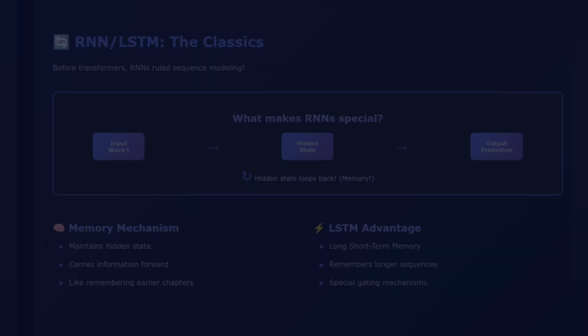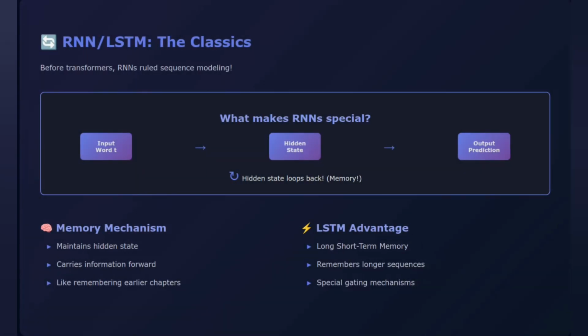Now, let's shift gears to the classics: recurrent neural networks, or RNNs. Before transformers dominated the landscape, RNNs, specifically LSTMs and GRUs, were the go-to architecture for sequence modeling and text generation. What makes RNNs special? They have memory. Unlike traditional neural networks that treat each input independently, RNNs maintain a hidden state that carries information from previous steps. Think of it like reading a book. You don't forget what happened in earlier chapters. The RNN's hidden state is its memory of the story so far.